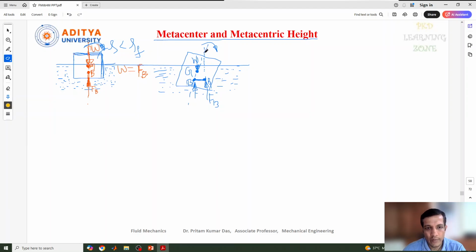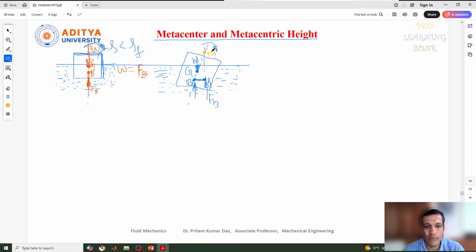This is the meeting point of the line of action of this force of buoyancy and this axis line. This point is known as M point, and that is known as metacenter.